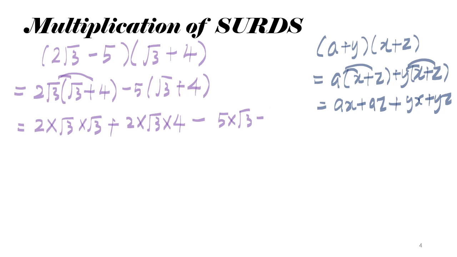and negative 5 times 4. Right, so negative 5 times square root 3. Why negative? Because plus times a negative gives a negative. So negative 5 times 4.